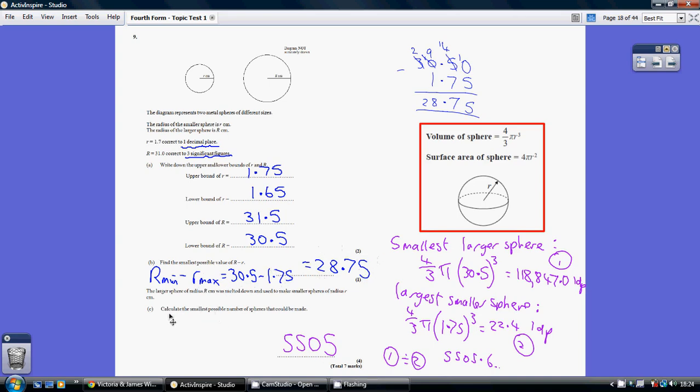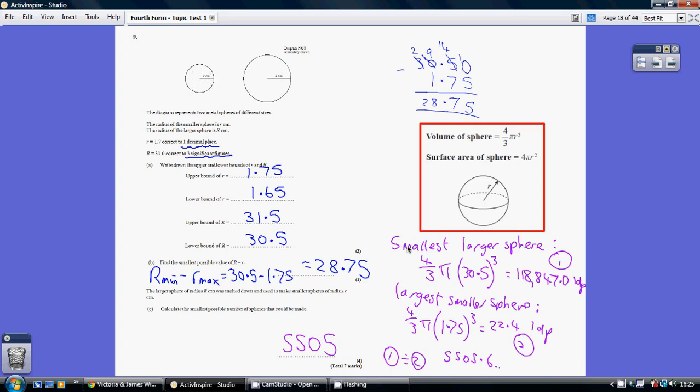Now for part C, we're talking about these spheres being melted down and used to do other things. So this is a question of volume. So we want to work out the smallest possible number of spheres that could be made when you melt down the big one and create small ones. Now the smallest number possible will be if the biggest one to start with is as small as possible, yet what you're creating is as big as possible.